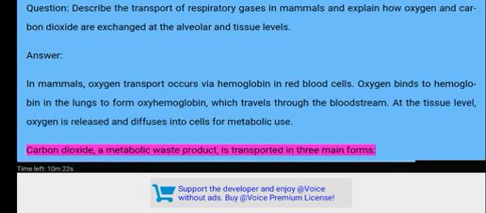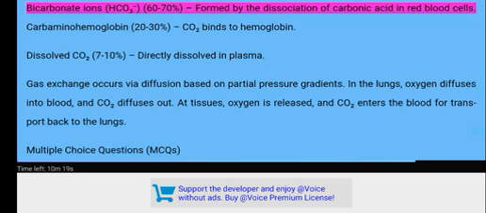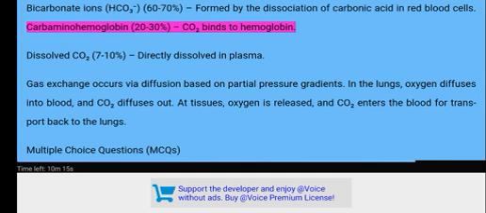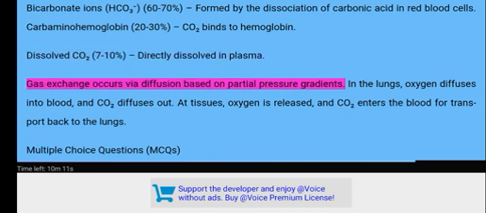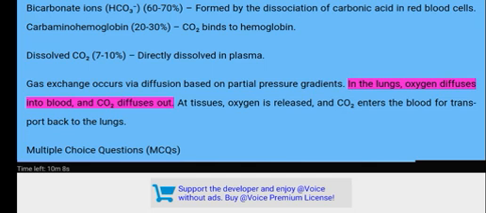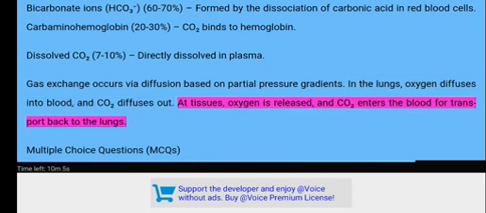Carbon dioxide, a metabolic waste product, is transported in three main forms. Bicarbonate ions, HCO3-, 60-70%, formed by the dissociation of carbonic acid in red blood cells. Carbaminohemoglobin, 20-30%, CO2 binds to hemoglobin. Dissolved CO2, 7-10%, directly dissolved in plasma. Gas exchange occurs via diffusion based on partial pressure gradients. In the lungs, oxygen diffuses into blood, and CO2 diffuses out. At tissues, oxygen is released, and CO2 enters the blood for transport back to the lungs.